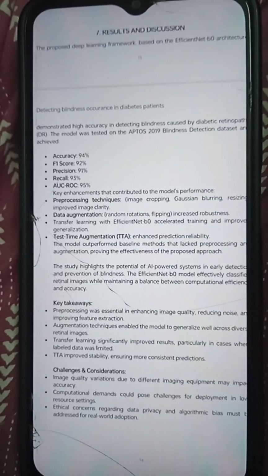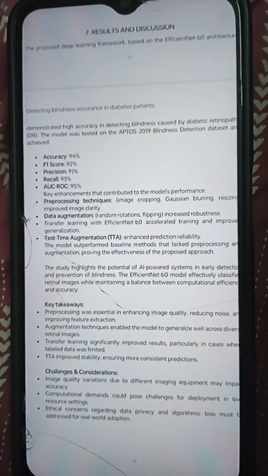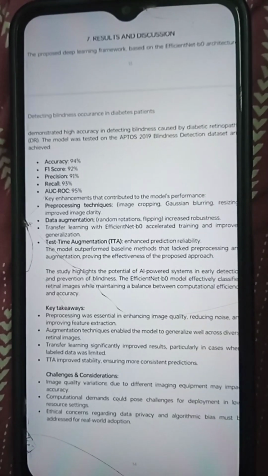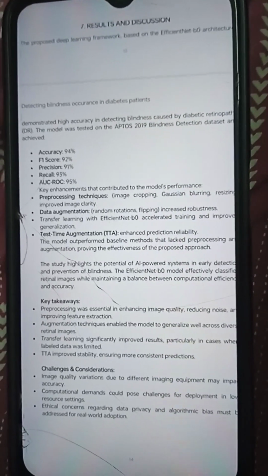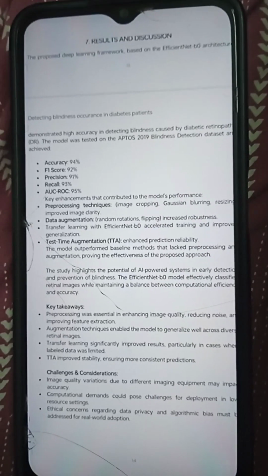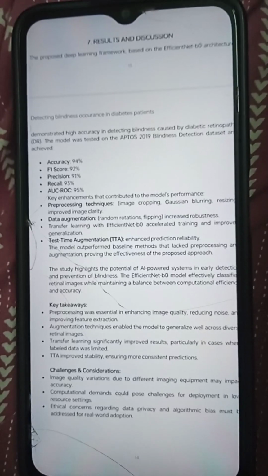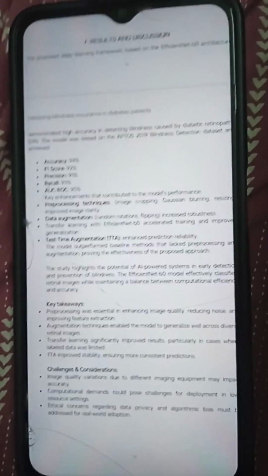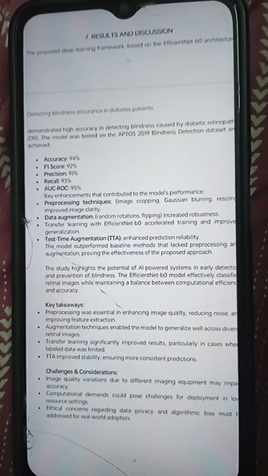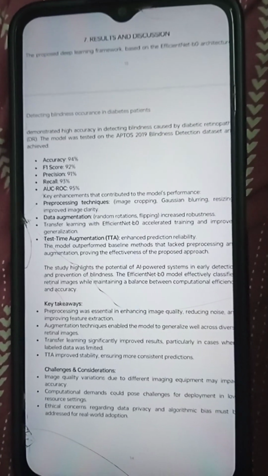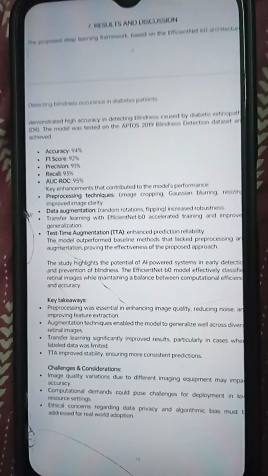Here comes the result and discussion. The proposed deep learning framework based on the EfficientNet B0 architecture demonstrated high accuracy in detecting blindness caused by diabetic retinopathy. The model was tested on the APTOS 2019 blindness detection dataset and achieved accuracy of 94%, F1 of 92%, precision of 91%, recall of 93%, and AUC ROC of 95%.